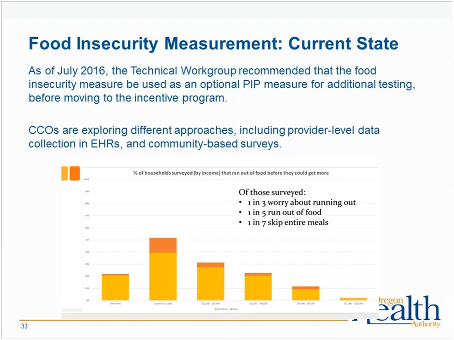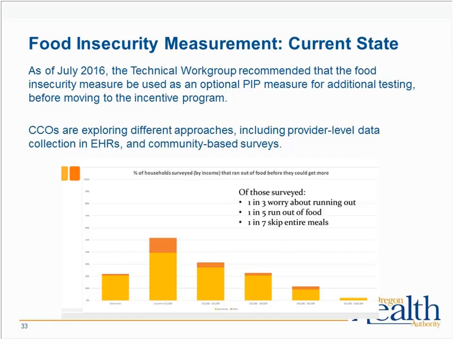So we recommended that this measure move forward as an optional performance improvement project measure. So under Medicaid managed care, all of our plans have to have a certain number of performance improvement projects focused in various areas, and this would fit well into that for optional selection.